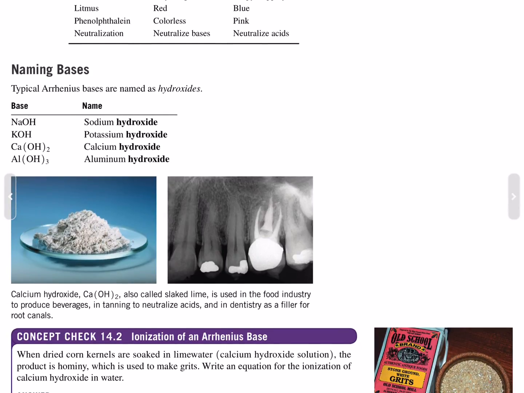Naming bases. Typical Arrhenius bases are named as hydroxides: sodium hydroxide, potassium hydroxide, calcium hydroxide, aluminum hydroxide.